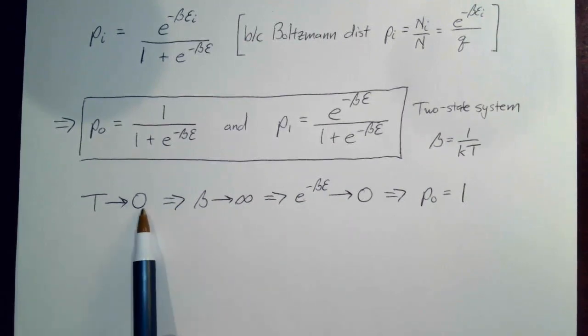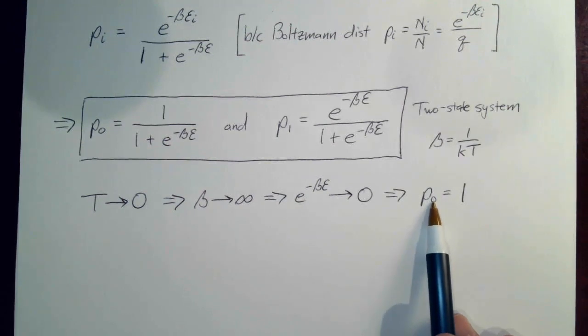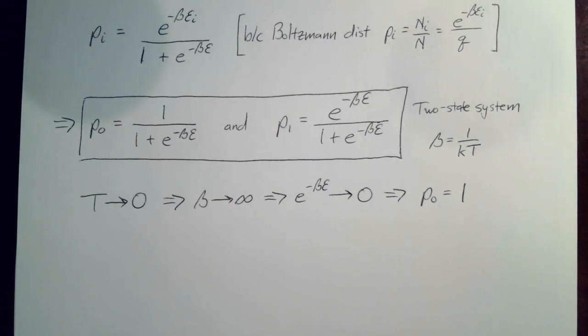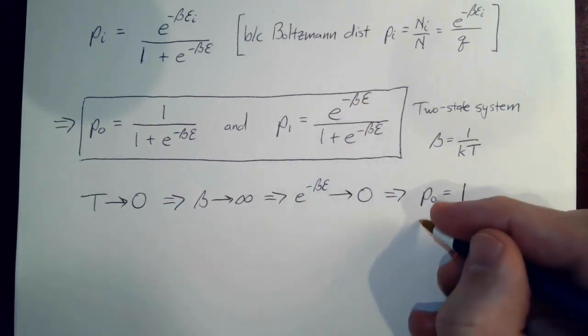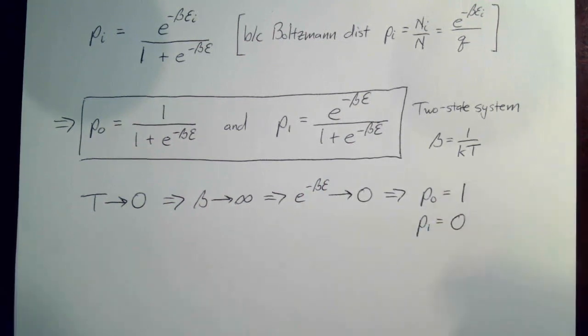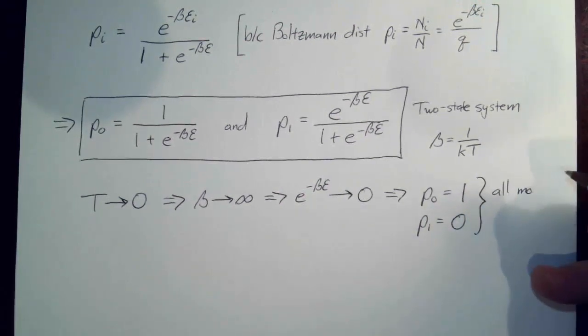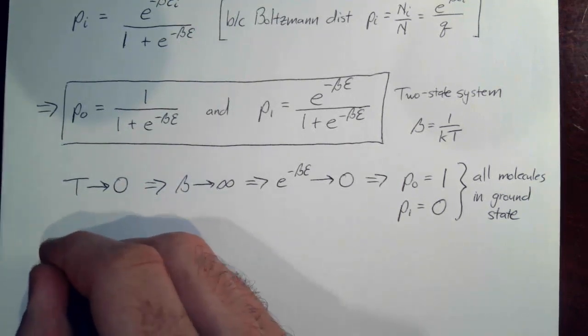So as the temperature becomes absolute 0, the probability that you'll find any given molecule in the ground state is 100%, as expected. And what's P1 in this case? Well, in P1, if e to the minus beta epsilon is 0, then the numerator here is 0, and the denominator is 1. So P1 equals 0. You don't find anything in the excited state. Okay, so this is basically saying all the molecules are in the ground state, which is what we expected. Now, how about as temperature goes to infinity?